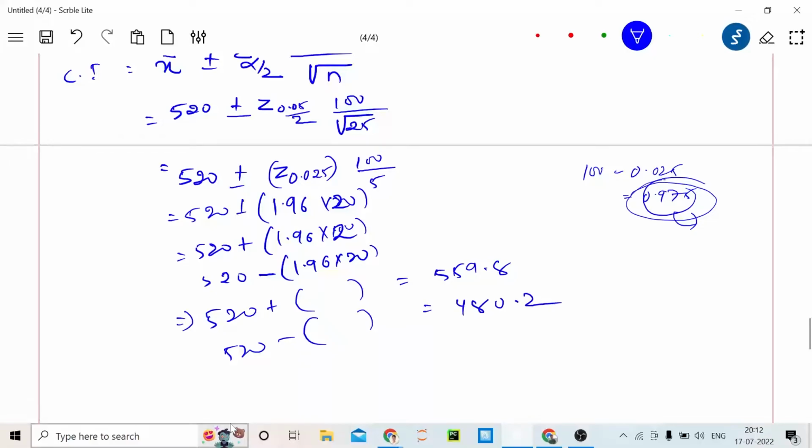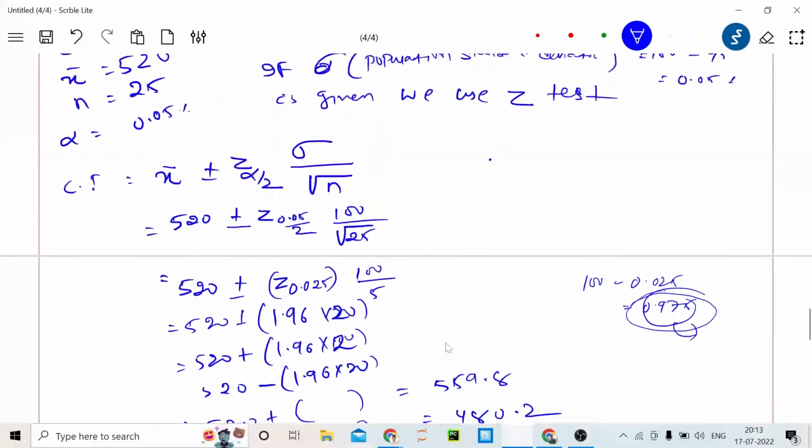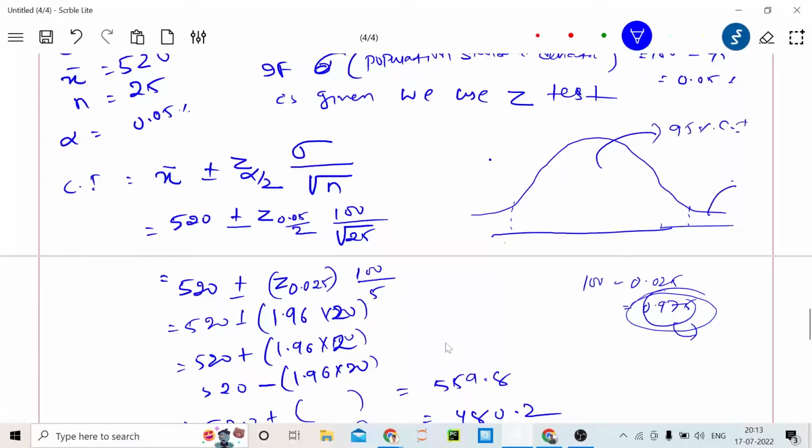That means if we construct our distribution, it will fall like this. This is the 95% confidence interval. This tail value is 0.025 and this side value is also 0.025, that means combined it is 0.05. The interval runs from 480.2 to 559.8.